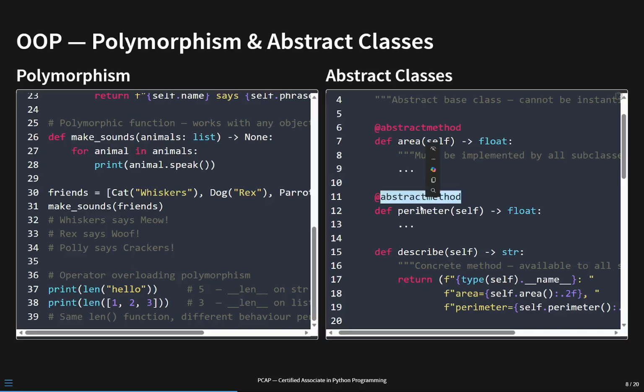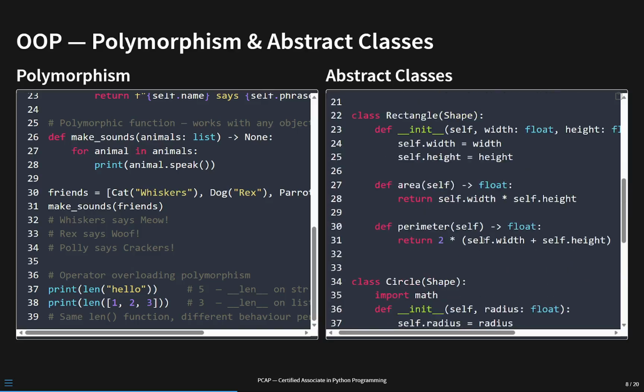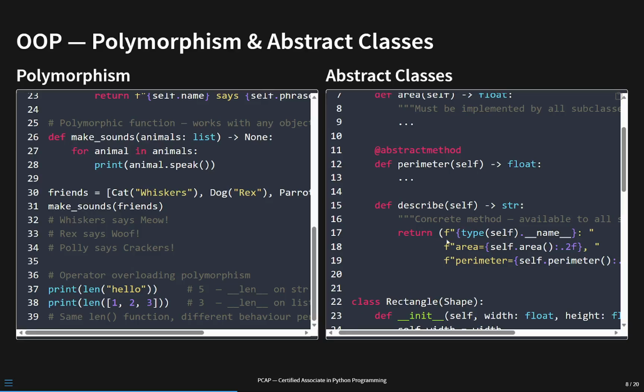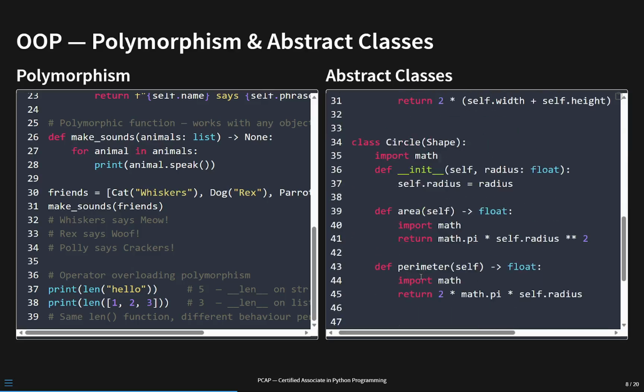The key power of ABCs is enforced interface design. Rectangle and Circle both implement area and perimeter, so they instantiate fine. But if you forgot to implement area in Rectangle, Python would catch it at instantiation time, not silently later when you call the missing method. Concrete methods on the ABC like describe are inherited by all subclasses. Subclasses get the shared behavior for free without having to override it.